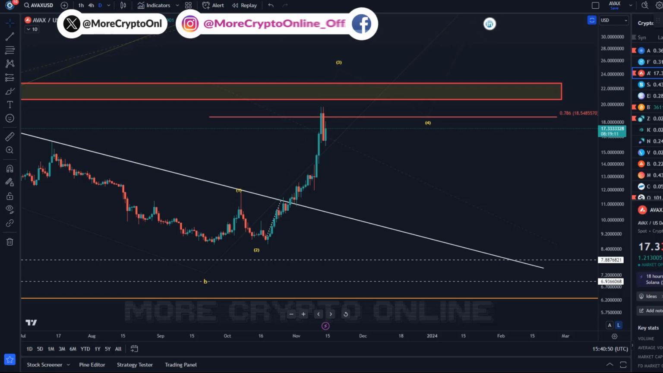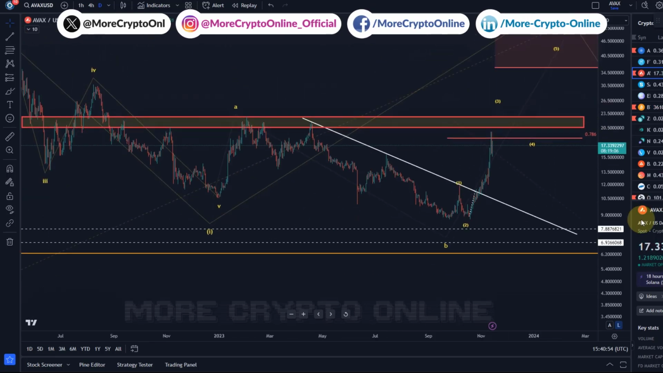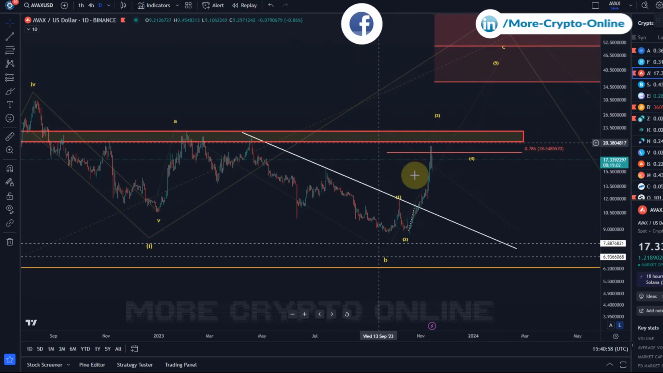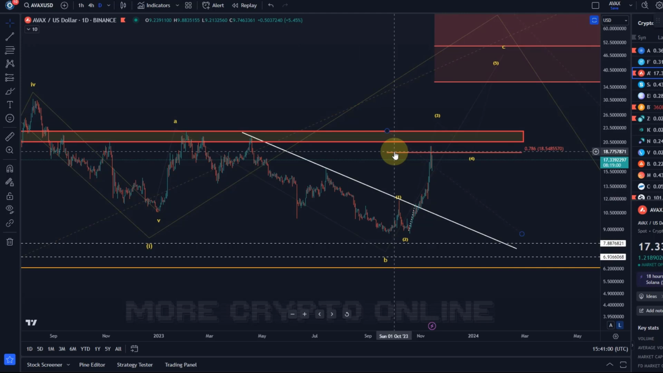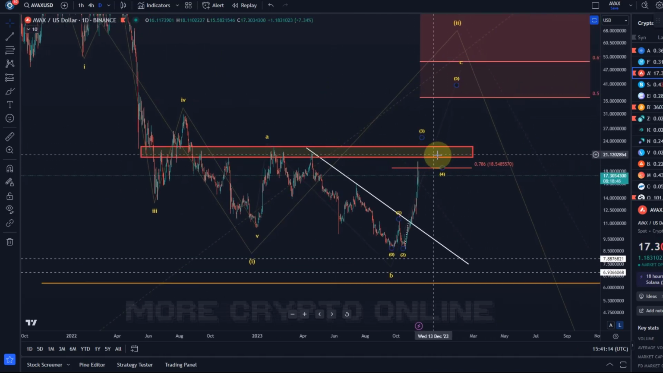Wild movements on the AVAX chart, which started when it broke above our trend line here. And it continues to push against resistances here. We already identified the $18.54 level as a key pivot point. Then this structural resistance area here, which is between $20.50 and $23. That's the next barrier, really. The price needs to push above.